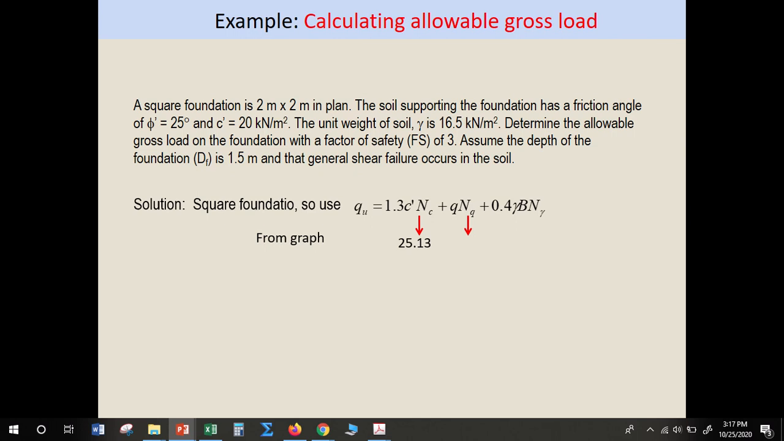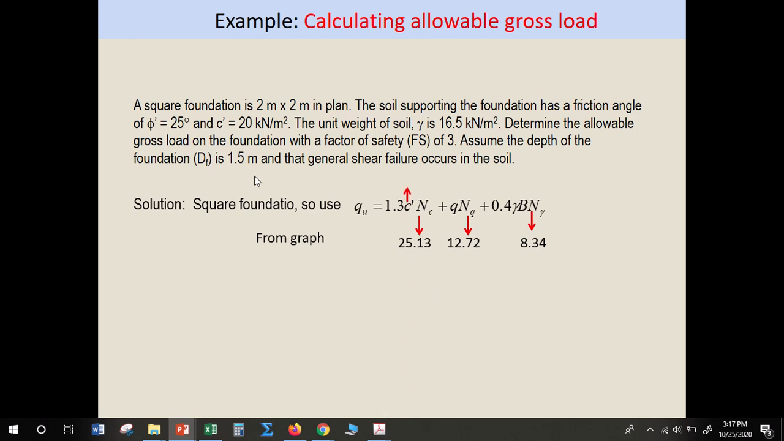Alright, so from here we can determine NC, NQ and N gamma from the table. We refer to the general shear failure table for square foundation. So we get 25.13 for NC, 12.72 for NQ, and 8.34 for N gamma.